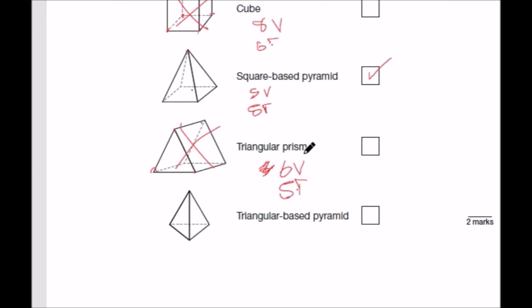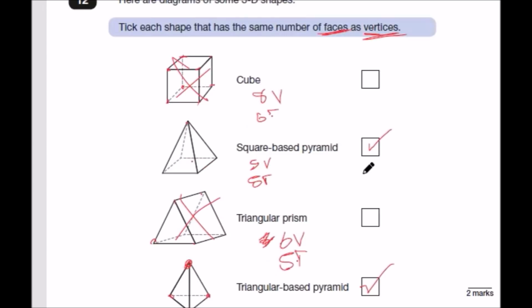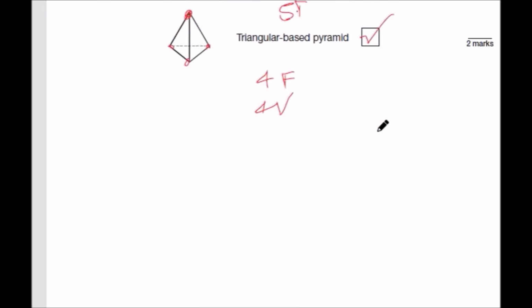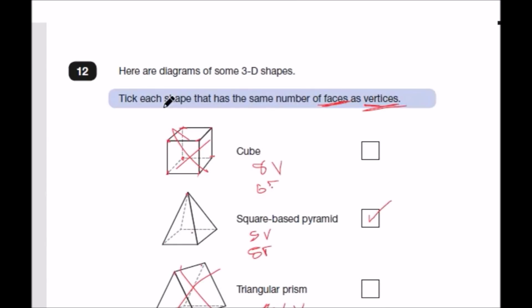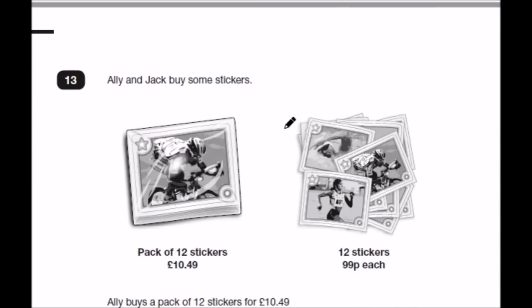Now a triangular base pyramid. Because it's a triangular base, we have 3 faces and a face at the bottom, so 4 faces. Now the corners, we have 1 at the top, and then 1 at each corner, so that's 4. So the answer is yes. So you should get square based and triangular based pyramid. It makes sense because it's 2 marks as well. Yep, it's just 2 shapes.